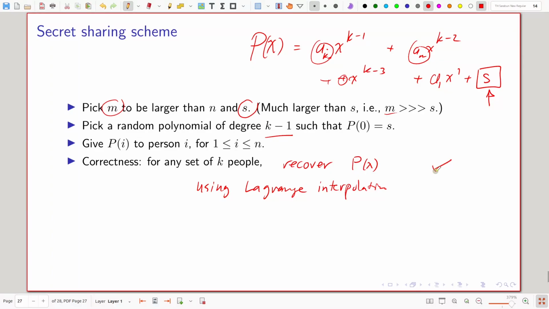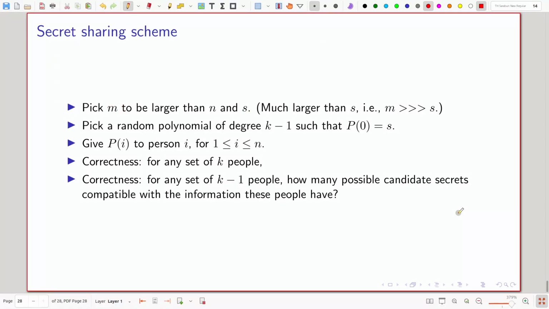So this is one part of the correctness of the process, because if you have enough people, you can recover the message. Okay. Now we need some other thing. We need to make sure that for any set of k minus 1 people, they should know nothing about our secret. Because they know quite a lot, right? If k is 10 and you have 9 people, you should know like 90% of the secret, right? But this scheme allows us to say that they know nothing. We can prove that they know nothing.